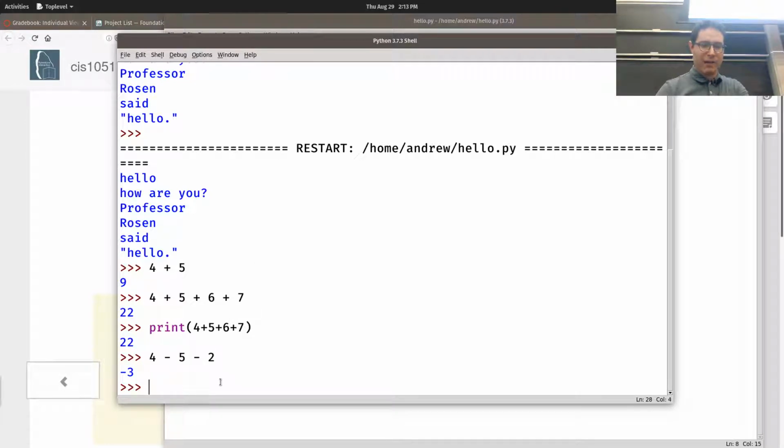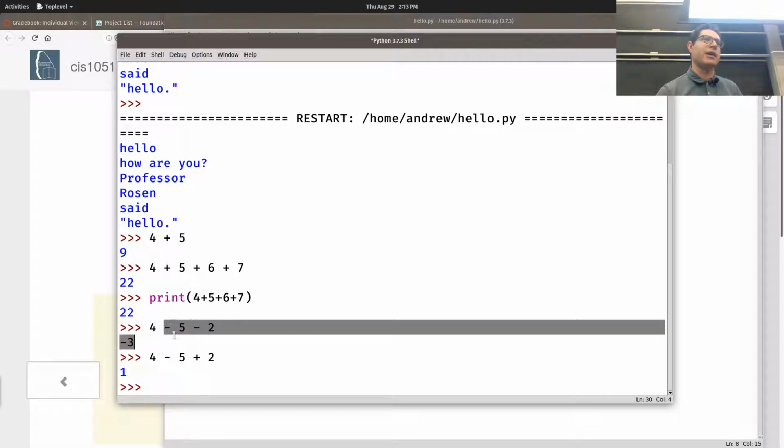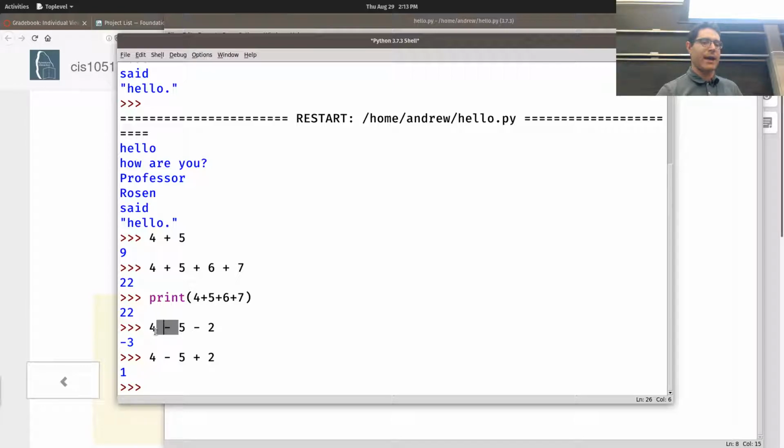What about 4 minus 5 plus 2? 1, as you would expect, right? Negative 1 plus 2 gives you 1. So you can mix those things together. You can also do a unary operator, although you never really think about these. We call these binary operators because they take two operands, so the operator works on two things, hence binary, versus a unary operator, which takes one operand and operates on it.